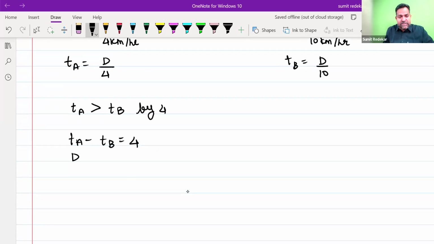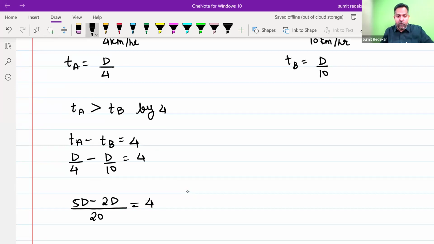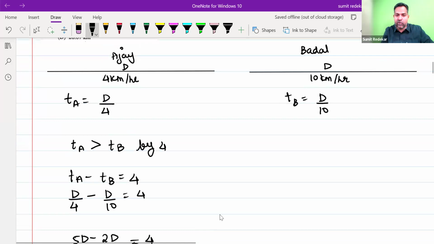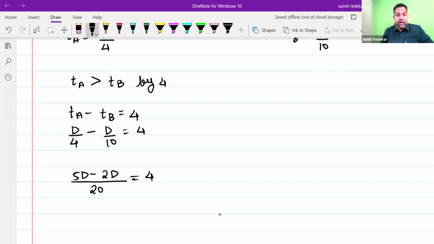Yes. So the distance of Ajay divided by 4 is his time, and the distance divided by 10 is Badal's time, and this difference should be equal to 4. 4 and 10. Can I say the LCM is 20? 4 5s are 20, 5 times the distance. 10 2s are 20, 2 times the distance, equal to 4. Will I write it on the right? Yes, I'll write it here.